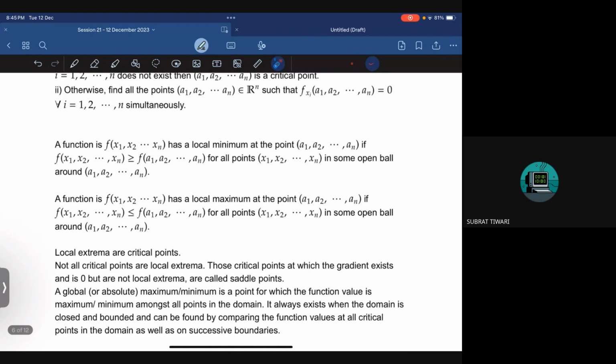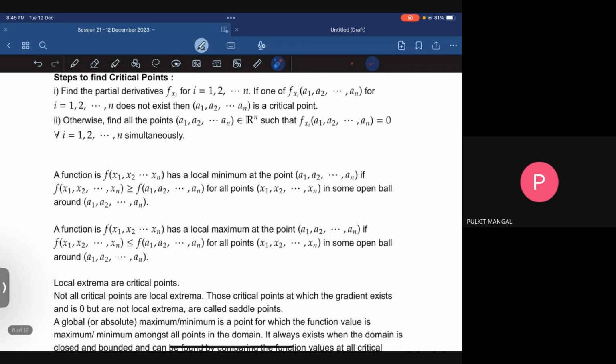So here, the variable whose partial derivative should not exist can be any variable, not specifically x. The xi here I have written, it is xi. That means it can be any variable. It's not x, it is xi. Any ith variable it can be.